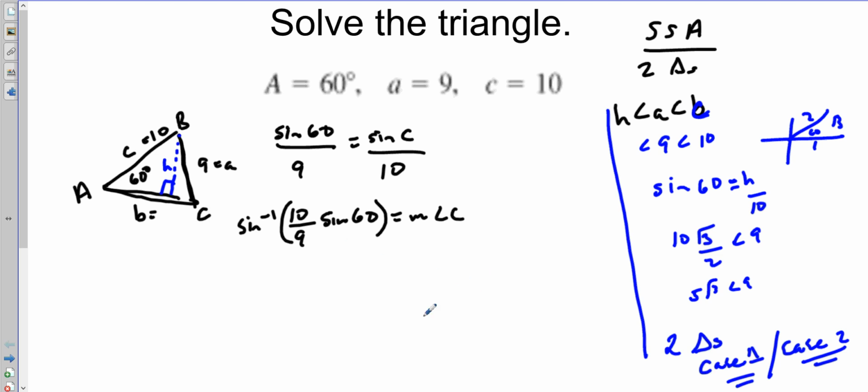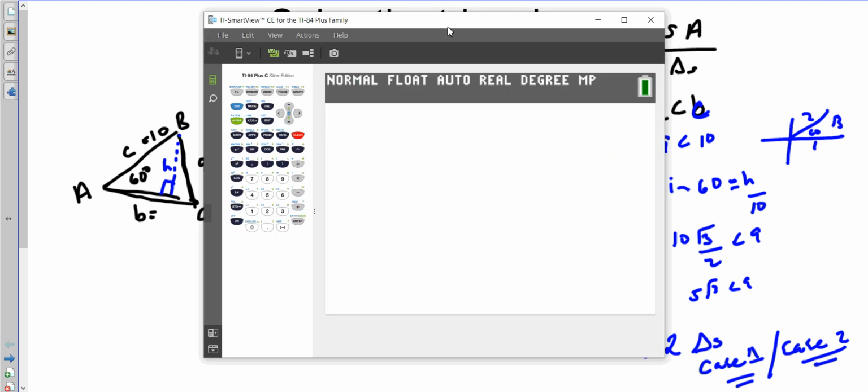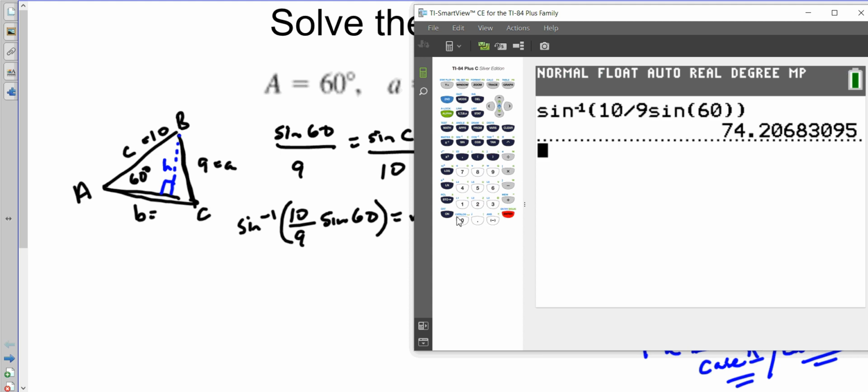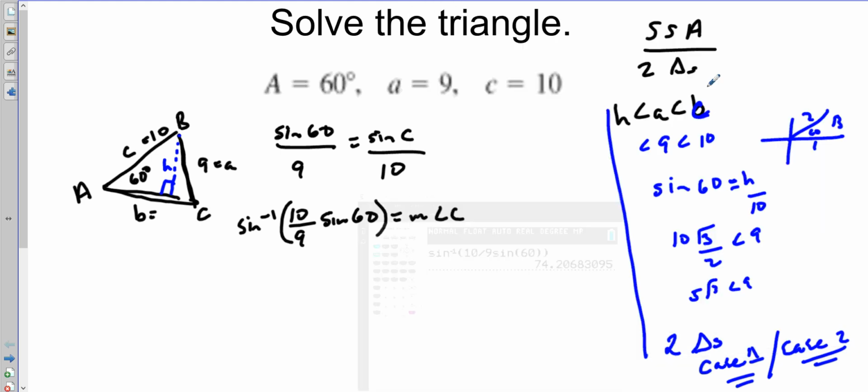We can go on our calculator and figure that out. What we have then is the inverse sine of 10 divided by 9 times the sine of 60. Make sure you're in degrees and not radians, and you get an answer of 74.206. That is in degrees, and that's our measure of angle C.